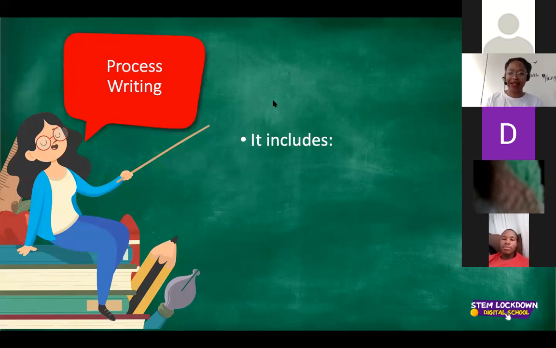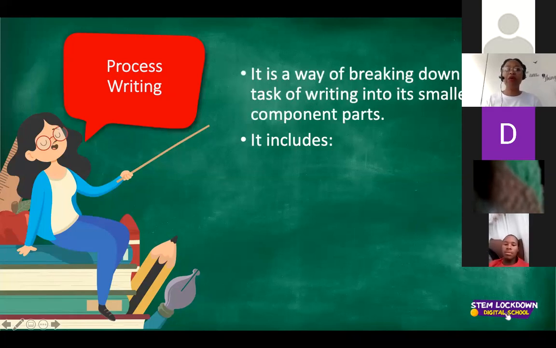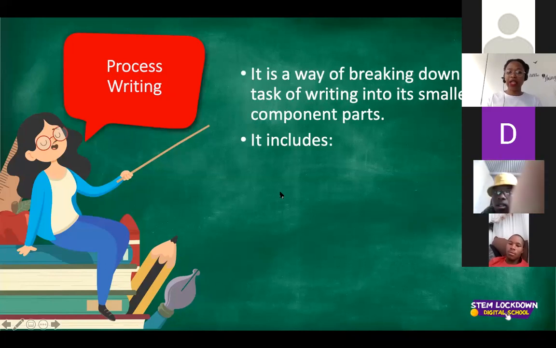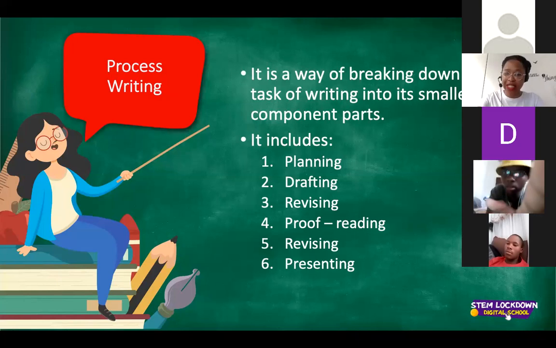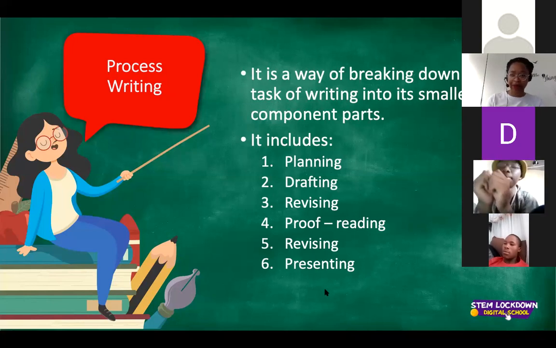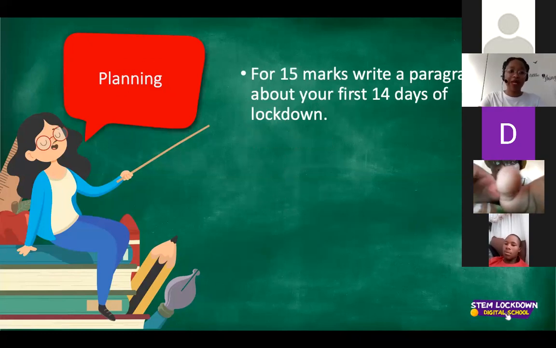Let us go into our quick definition. So it's basically a way of breaking down the task of writing into smaller components. Okay. And it includes planning, drafting, revising, proofreading, revising, and finally presenting the final written product. Okay. So today we're going to do a lot of planning. We're going to focus on planning.